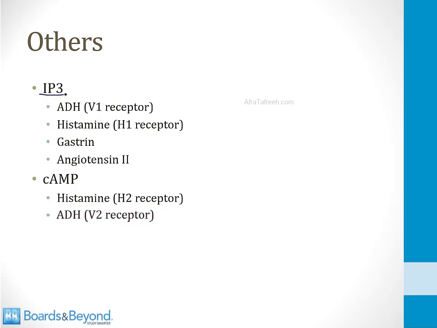Remember what I told you, IP3 has a 1 for the first letter of its name, and that means that the ADH V1 receptor and H1 receptors have IP3 systems. The other two IP3 hormones are gastrin and A2. Cyclic AMP works on all the 2 receptors, so the H2 receptor and the V2 receptor. And that concludes our video on signaling pathways.